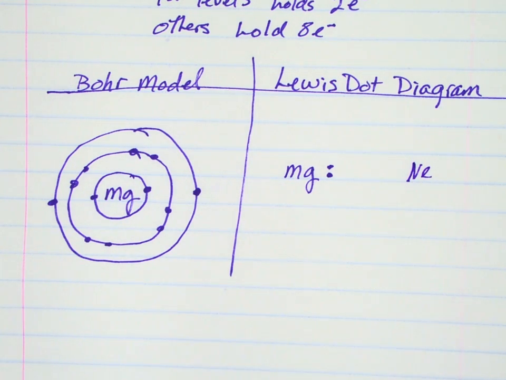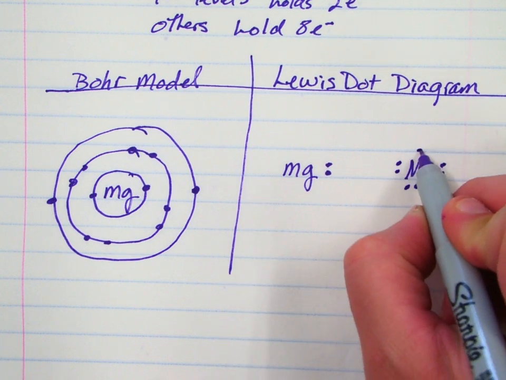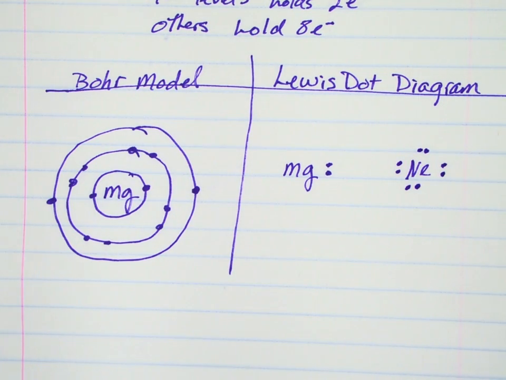If I go to neon, it is in the far column. It's a noble gas. It has 10 electrons. So it has 2 less than magnesium. Magnesium has 12 electrons, neon has 10 electrons. So neon has 8 electrons in its outer energy level. Remember, 10 electrons, 2 in the first, 8 in the outer energy level.